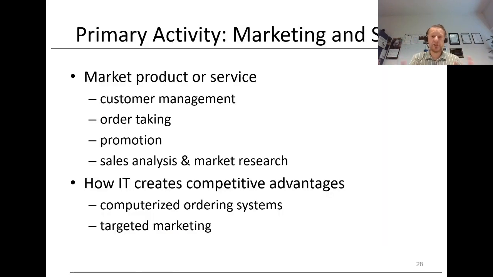Marketing and sales are another type of primary activity. So here we are talking about marketing a product or service. We're talking about customer management, order taking. We're talking about doing promotions to make sure that we can entice, that we can convince our customers for buying a product or service. We're also talking about sales analysis and market research, right?